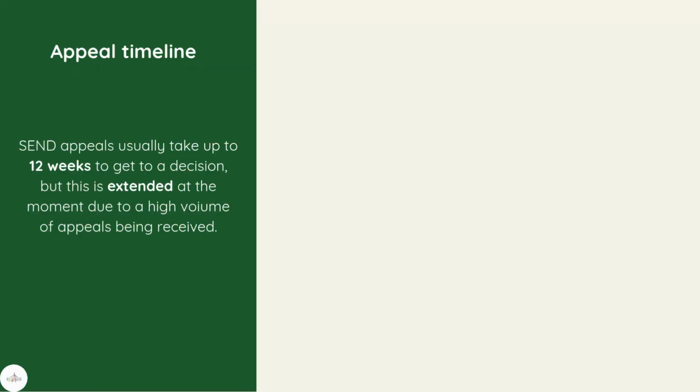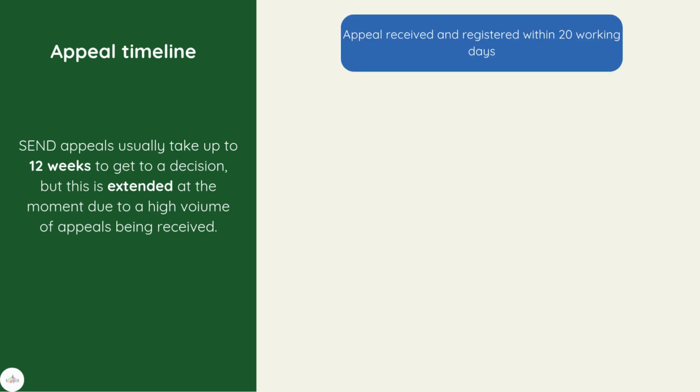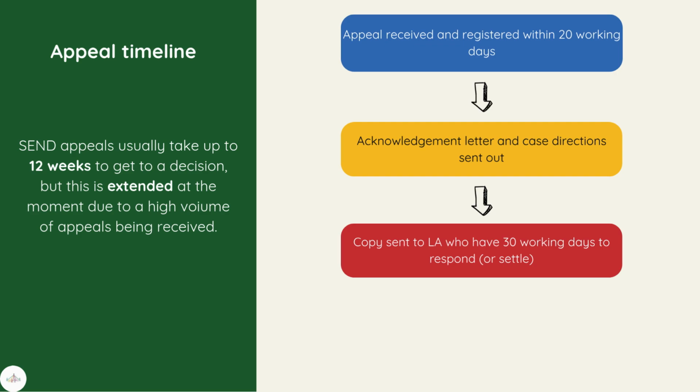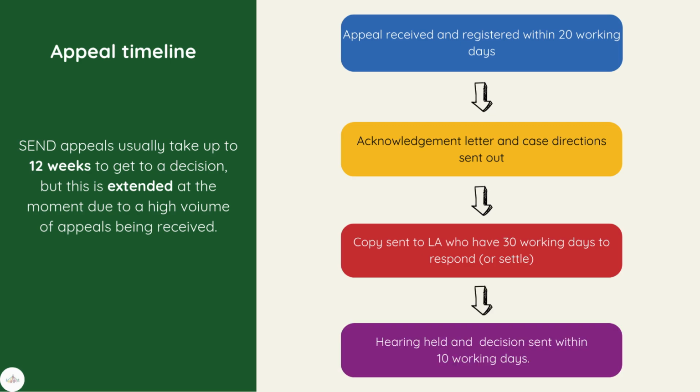Appeal timeline. SEND appeals usually take up to 12 weeks to get to a decision, but this is extended at the moment due to a high volume of appeals being received. Appeal received and registered within 20 working days. Acknowledgement letter and case directions sent out. Copy sent to the local authority, who have 30 working days to respond or settle. Hearing held and a decision sent within 10 working days.